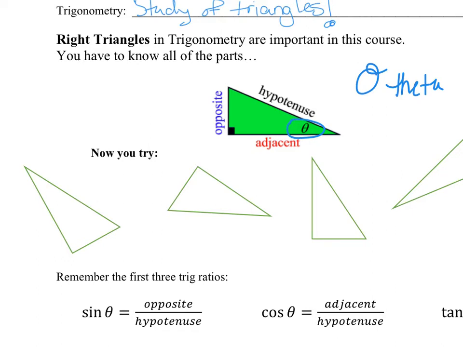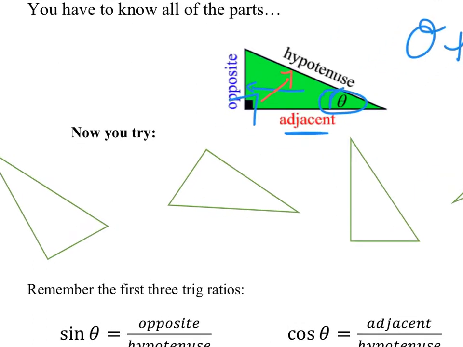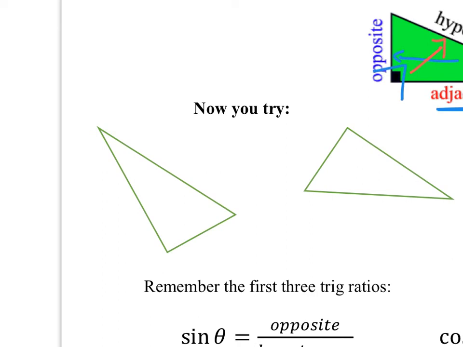So once we start talking about the right angle and an angle inside the right triangle, we can discuss the opposite side over here, the adjacent, which is right next to it, and then the hypotenuse, which is across from the right angle. So those are the three basic parts. If you know the opposite, adjacent, and hypotenuse, then you can do all trig functions and it's pretty straightforward. Okay, so I'm going to ask you to try these.